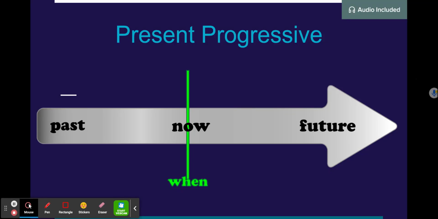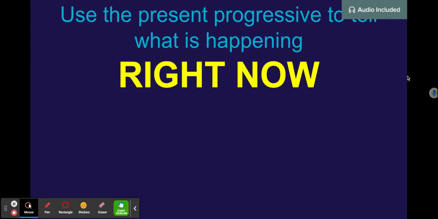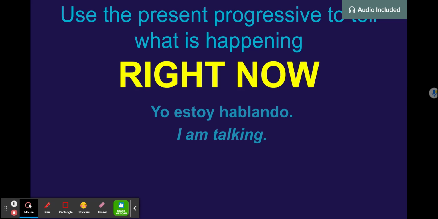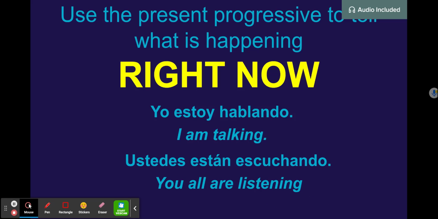Today we're going to talk about the present progressive tense. The present progressive is used to talk about what is happening right now. So it's not just the regular present tense, but rather specifically talking about right now. Yo estoy hablando means I am talking, and it refers to right now. Ustedes están escuchando means you all are listening.